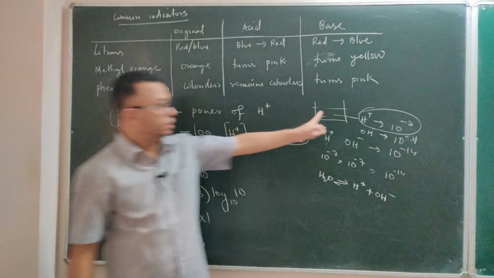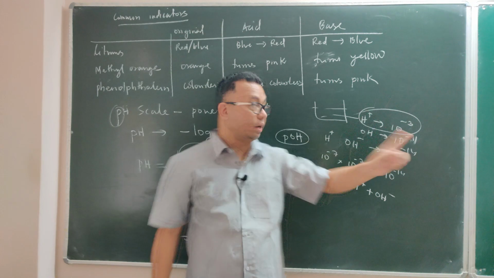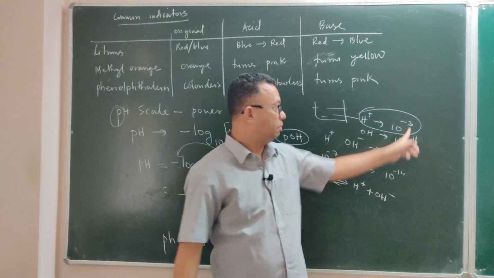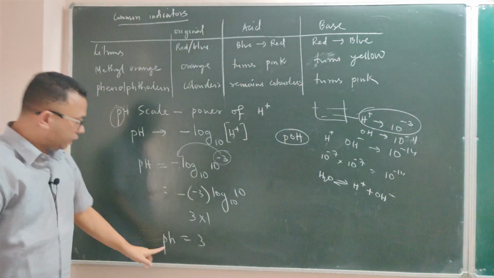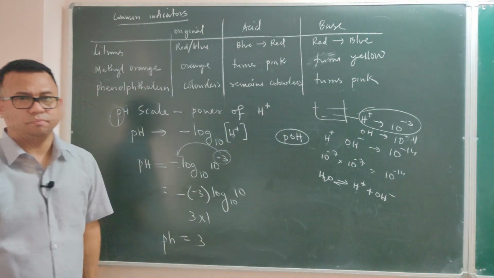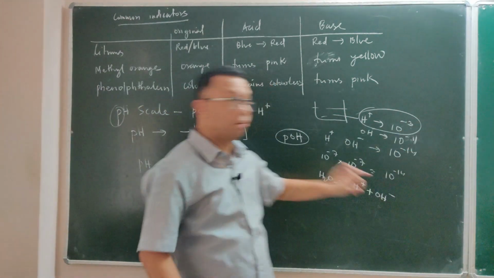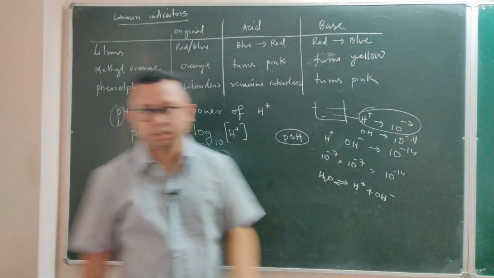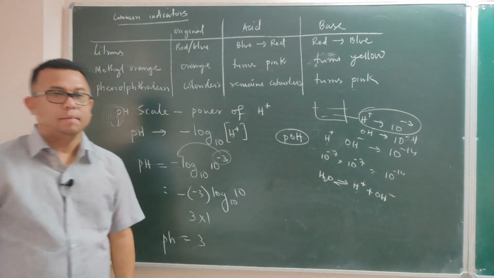So this solution, which has a hydrogen ion concentration of 10 to the power minus 3, is large. Don't forget, minus 3 is large, minus 14 is less, minus 11 is less, because with a negative power, the lesser the number, the bigger the value. So the pH value of the solution in my example is 3. Sorensen devised the pH scale going from 0 to 14. Why 14? Because the ionic product is 14. That's why the highest value on the pH scale is 14.